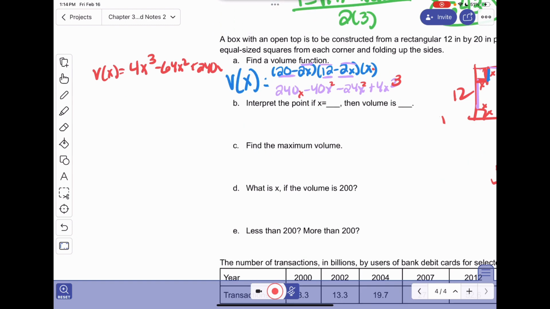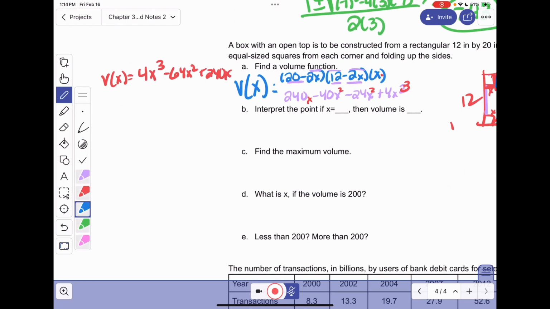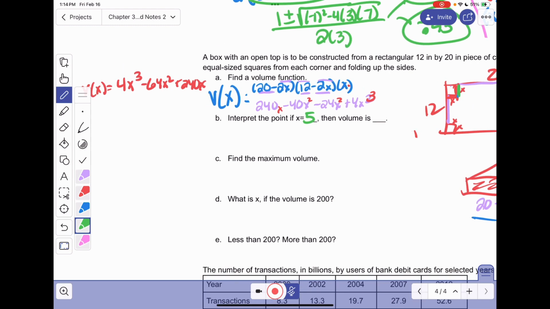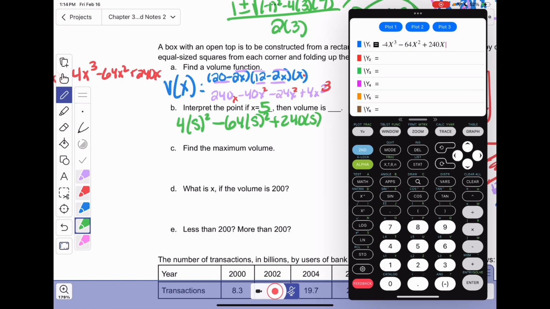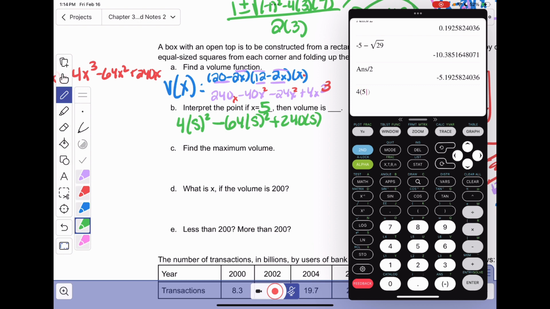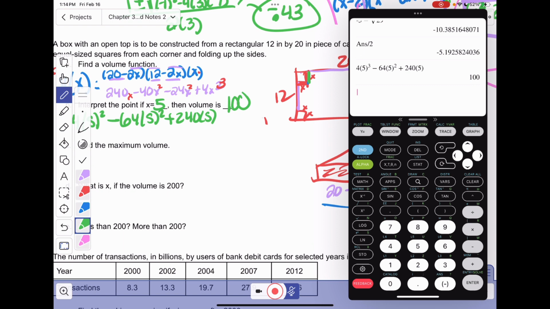Now, for interpreting the point, if x equals 5, how would I find the volume? So we're saying if this little length right here is 5, how do I find the volume? So I'm just going to plug it in. 4 times 5 cubed minus 64 times 5 squared plus 240 times 5. Plug that right into my calculator. I get 100. So the volume when x is 5 is 100.